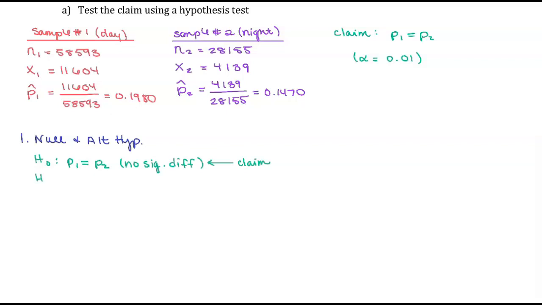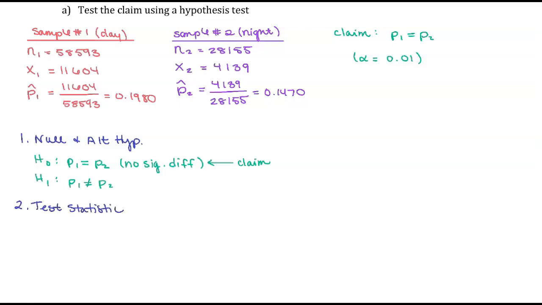So the alternative hypothesis will be the statement that they are not equal, that P1 is not equal to P2. This also tells us that we have a two-tailed test to conduct. The second step is to calculate the test statistic. We can use the formula or the calculator function.